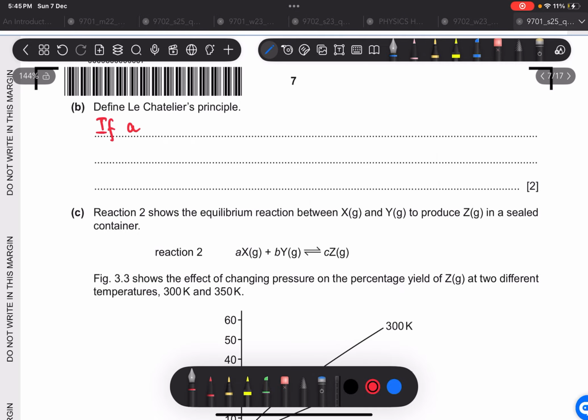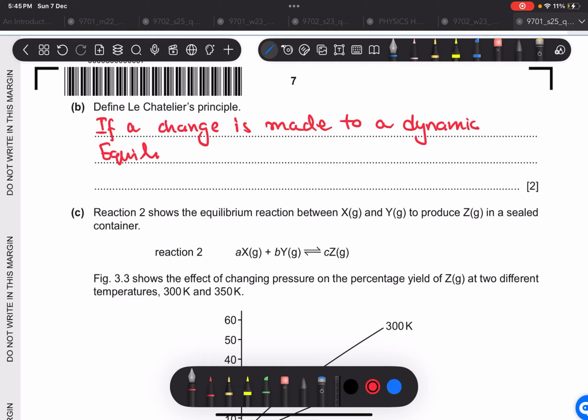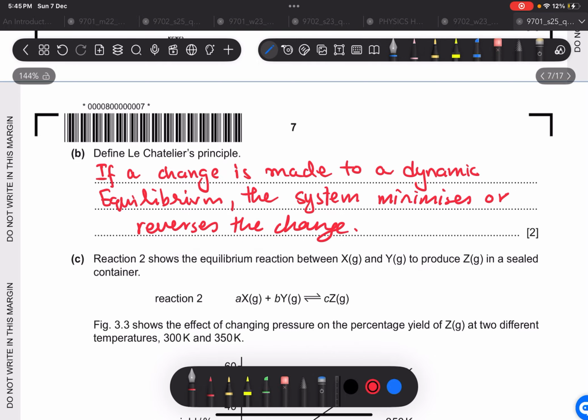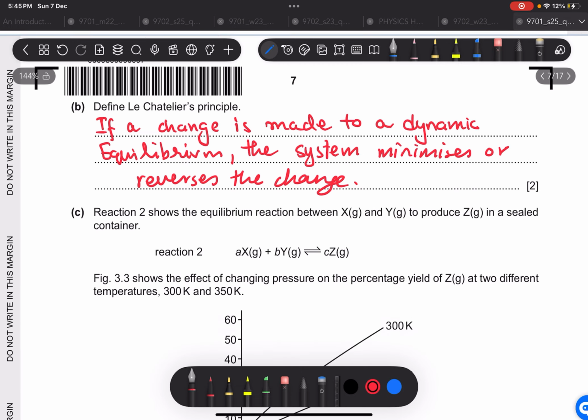If a change is made to a dynamic equilibrium, like if you increase the temperature, it's going to try to decrease it. Dynamic equilibrium, the system minimizes or reverses the change. If you increase the temperature, the system is going to try to decrease it. Whatever you do, the system tries to reverse it.